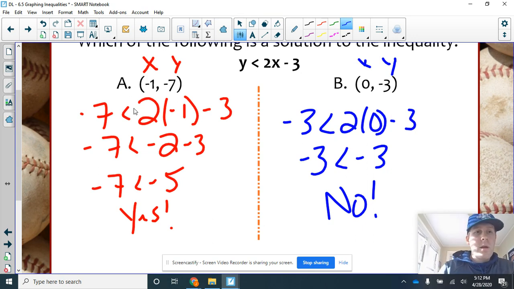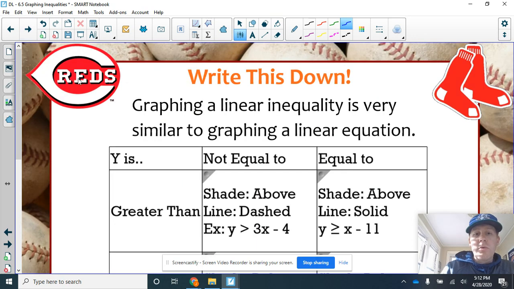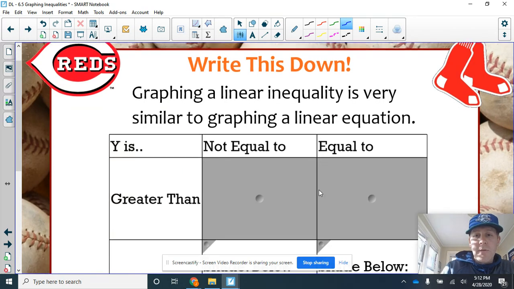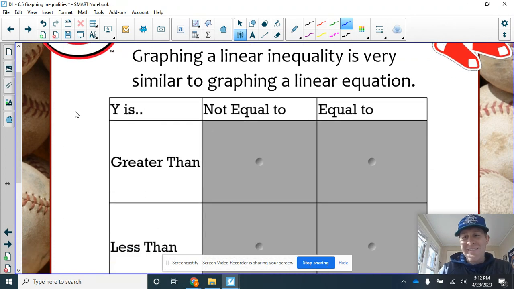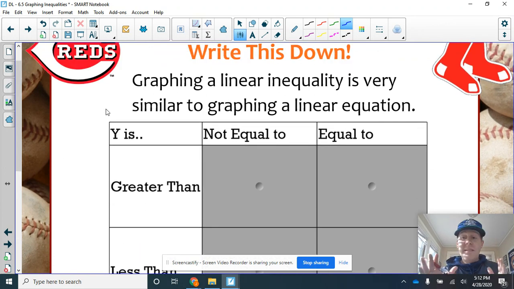Next I want to look at how we graph a linear inequality. This is one of the most important things for you to write down today. This will be a good reference for you as you do your practice later on. I'll go through it all, then pause and give you a chance to pause the video and write this down.